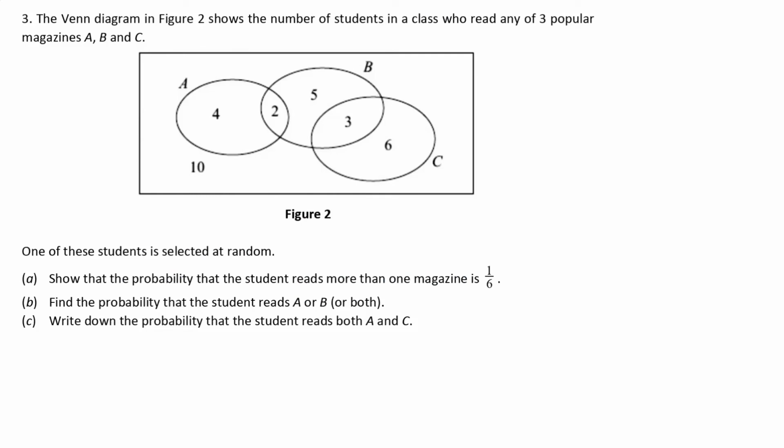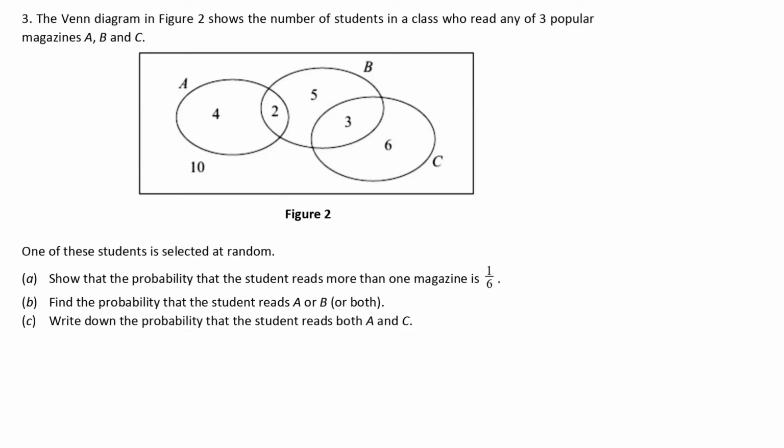The Venn diagram in Figure 2 shows the number of students in class who read any of 3 popular magazines, A, B, and C. One of these students is selected at random. Show that the probability that the student reads more than one magazine is 1 out of 6.